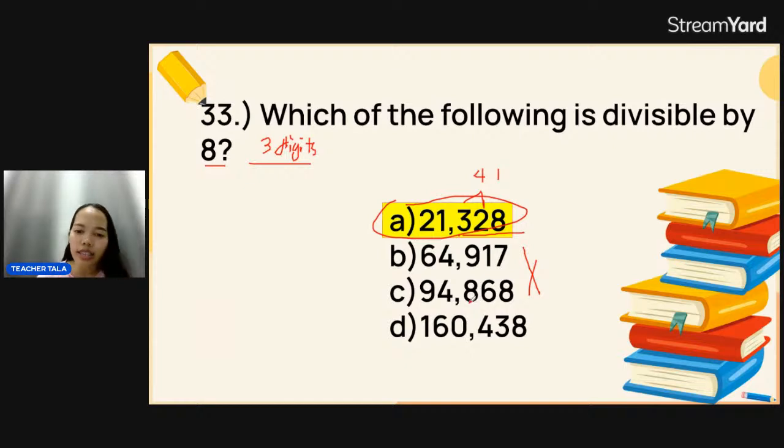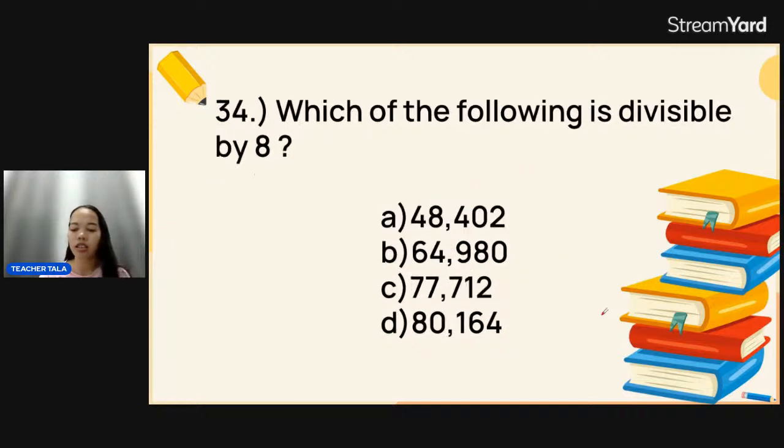Teacher Tala, yung 868. 8, 1, 6, 0. Right? So, hindi siya madidivide. 0, tapos 68, hindi siya divisible by 8. Si 438, hindi rin. Si 917, hindi. Okay. Next, we have 34.